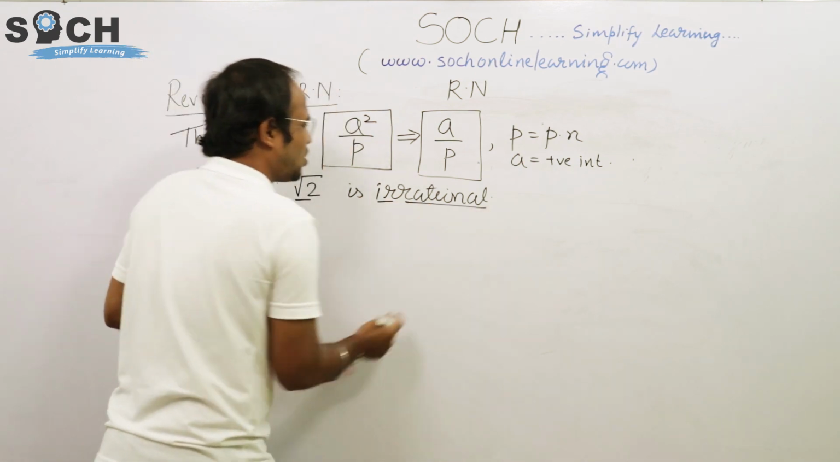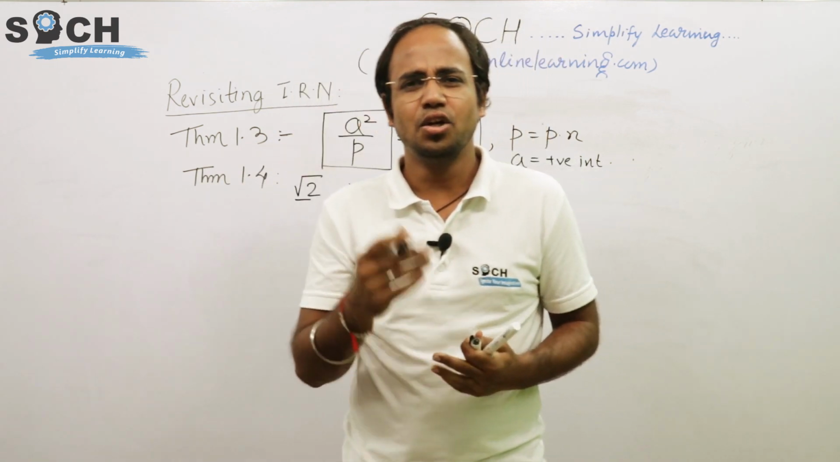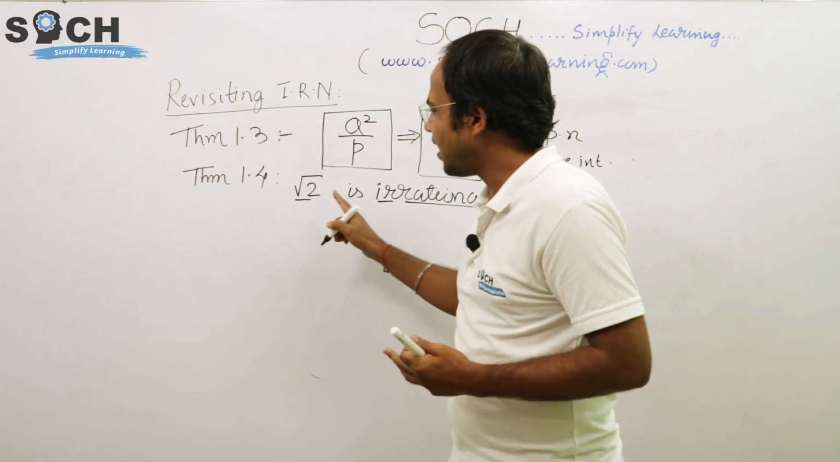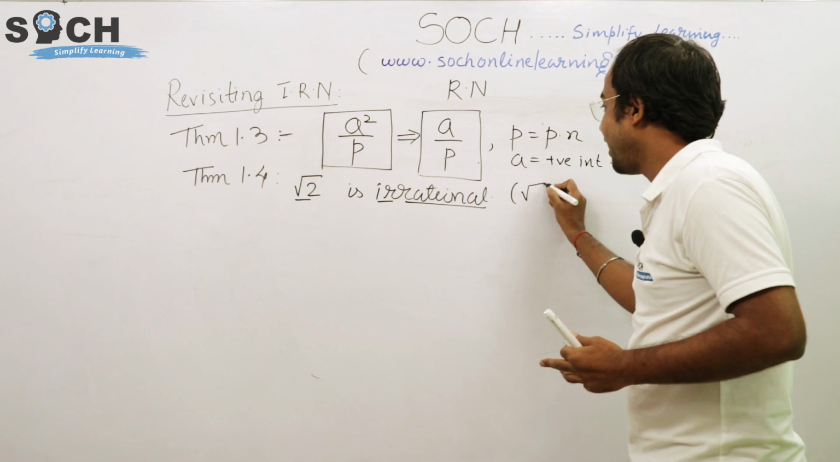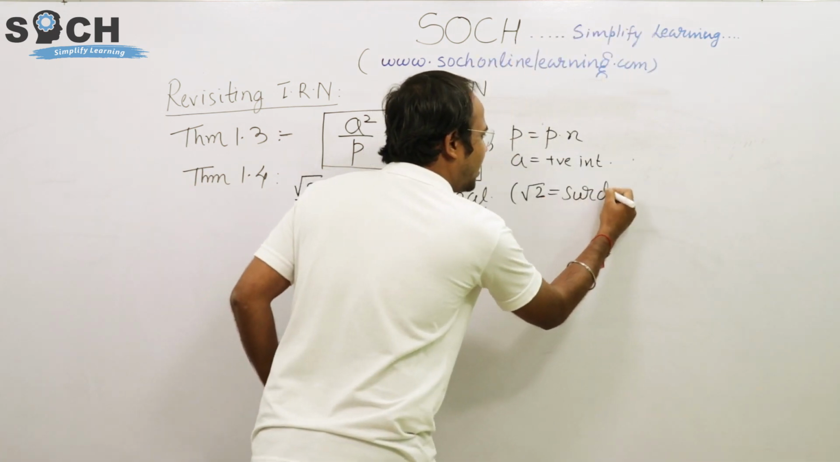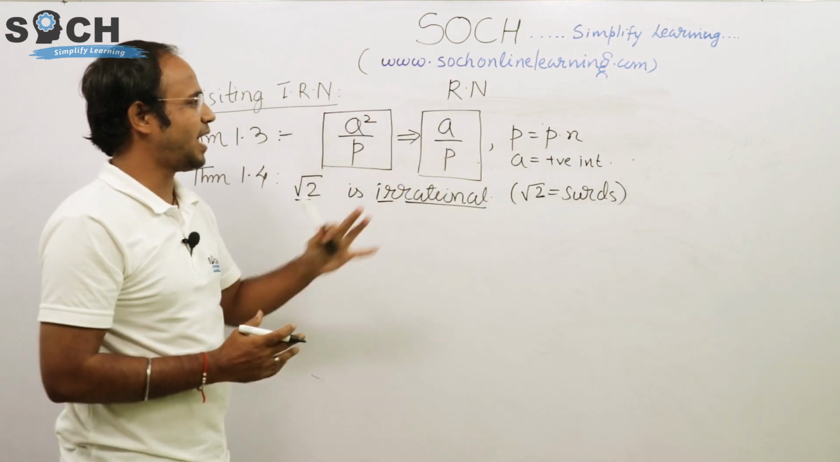Something we commonly don't see in numbers. What are the common numbers? 2, 3, 4, 1 by 2. But this is a rotten number. Root 2 is known as rotten. And practically, in English, there is a word called surds. And surd is another synonym for irrational number. So root 2 is irrational.